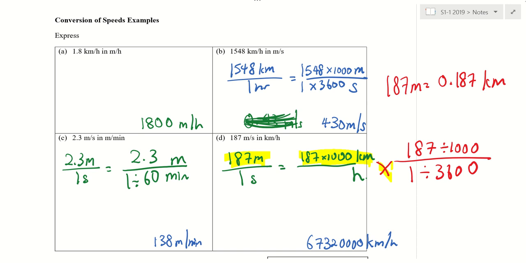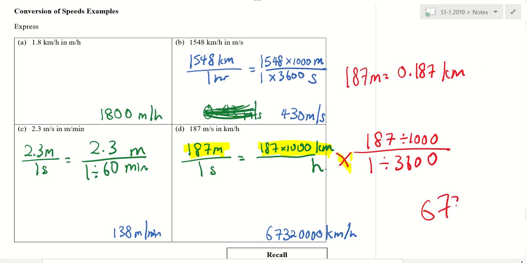Can you open the computer, okay? Otherwise, you are listening like you are watching a movie, you don't understand. This is going to that. Why? How? I don't understand. Abhishek, what's the answer? 673.2. I want 3 SF, so it's 673. Do you follow? Remember to write down the unit, kilometer per hour.